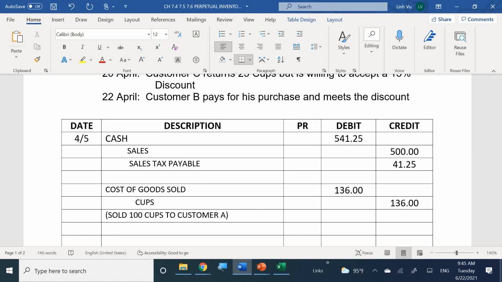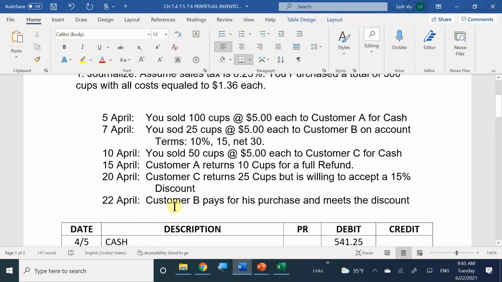If you want to add in what it cost you, whatever you'd like, you can do it. But in this case, I think this is sufficient enough. I sold 100 cups to customer A. All right, and I'm going to go ahead and also put the same date, just in case I look back at this and don't know what happened here. So then, what happened on April 7?